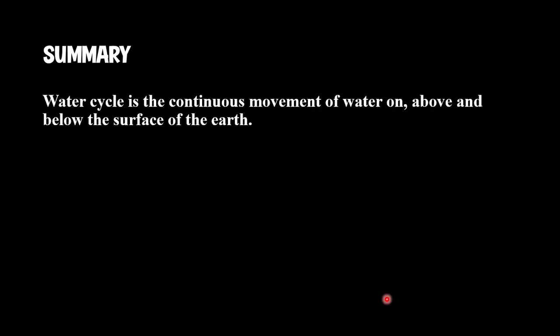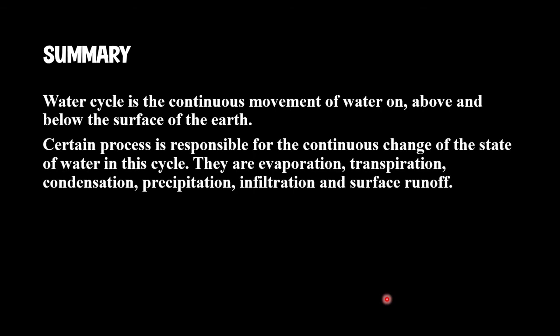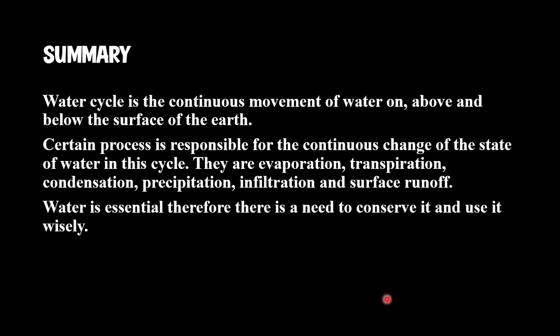Okay, so what have we learned today? We have learned the water cycle is a continuous movement of water on, above, and below the Earth's surface. Certain processes are responsible for the continuous change of the state of water in this cycle, as we have come to know: evaporation, transpiration, condensation, precipitation, infiltration, and surface runoff are the processes involved in the cycle. Water is essential, therefore there is a need to conserve it and use it wisely.